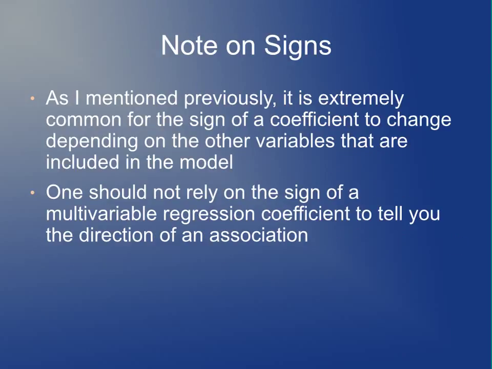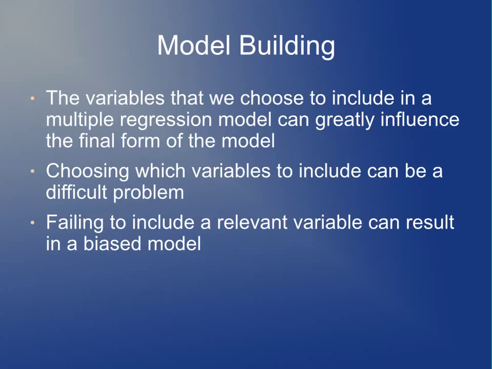And we saw in these previous slides that the sign of the acid concentration variable reversed itself between the multivariable model and the univariate model. And this is actually quite common for this coefficient to change, so you don't want to rely on the sign of a multivariable regression coefficient to tell you the direction of an association. And so you have to be careful when you build these multivariable models.